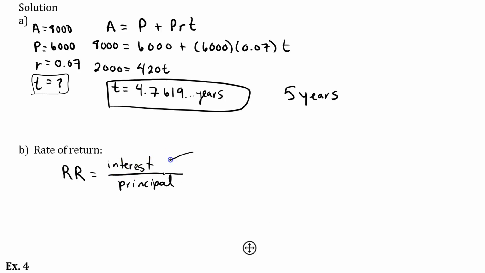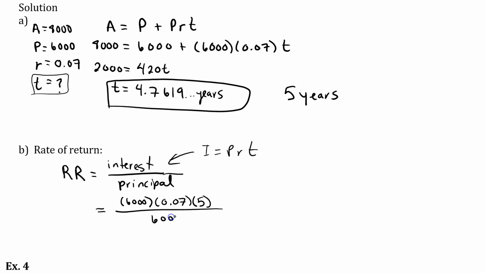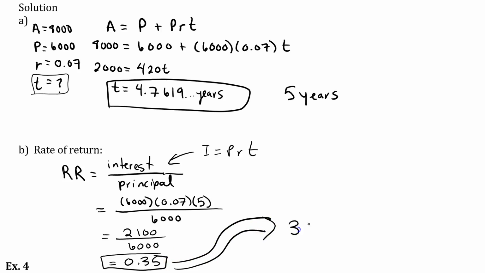Luckily, we have a simple interest formula. We say I equals PRT. So we're going to calculate the interest. So the principal, which is 6,000, times the interest rate, 0.07, times t, 5 years, all over the principal, which is 6,000. When I put this into my calculator, I'm going to get 2,100 for my interest, and we're going to get over 6,000, and that becomes 0.35. That means her rate of return is going to be 35%.